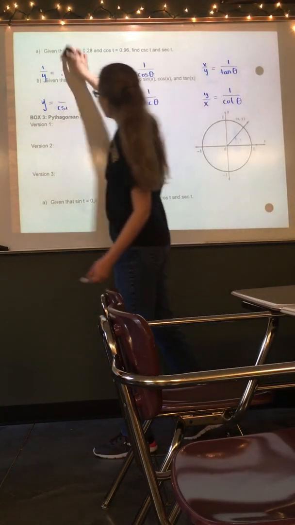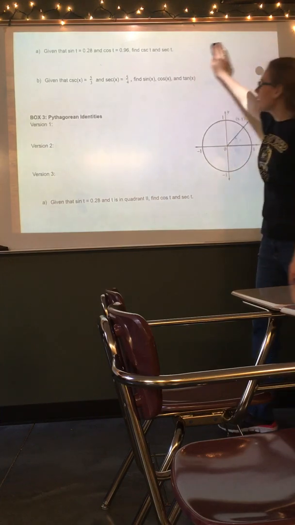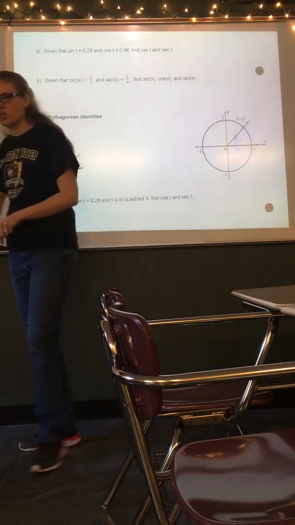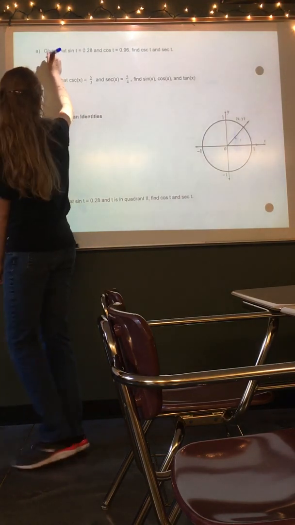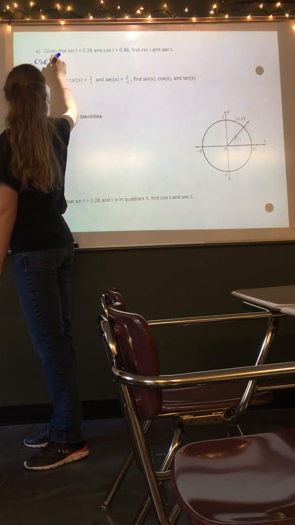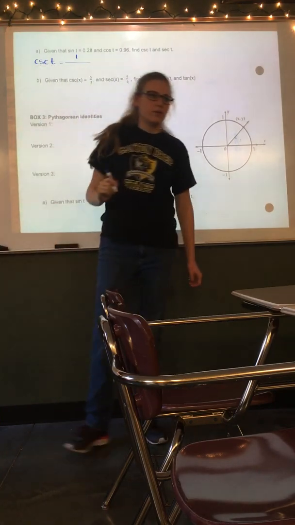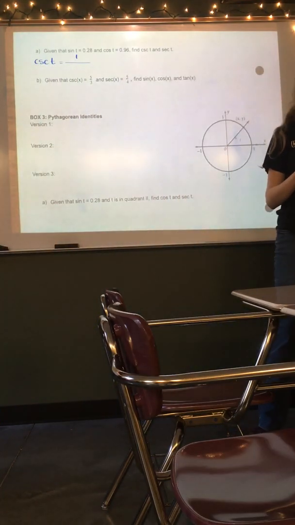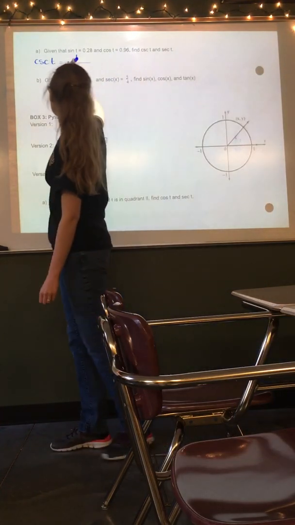So by part A here, we are given sine and cosine, asked to find cosecant and cotangent. So Connor, what reciprocal would you use to find cosecant? Cosecant, so wait, I'm lost. Would it be 1 over sine? Sine. Cosecant is 1 over sine.